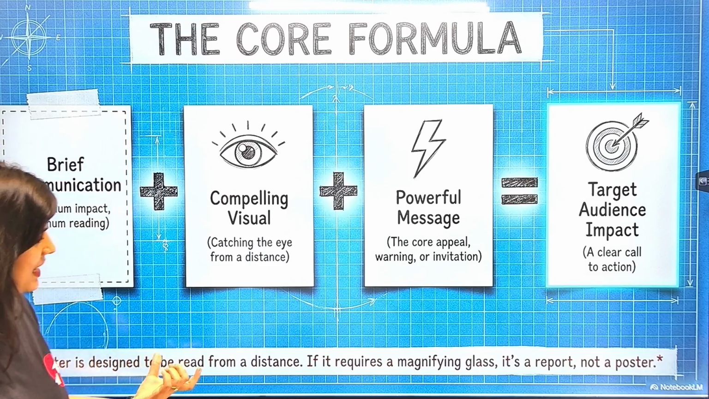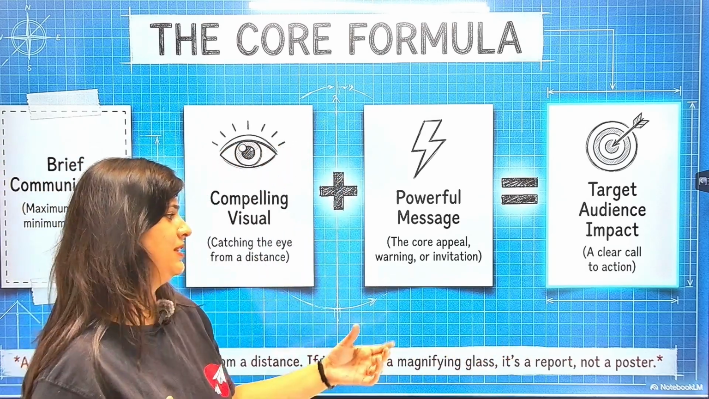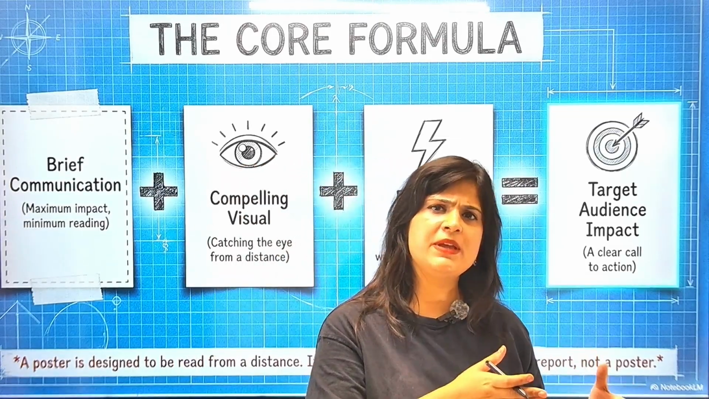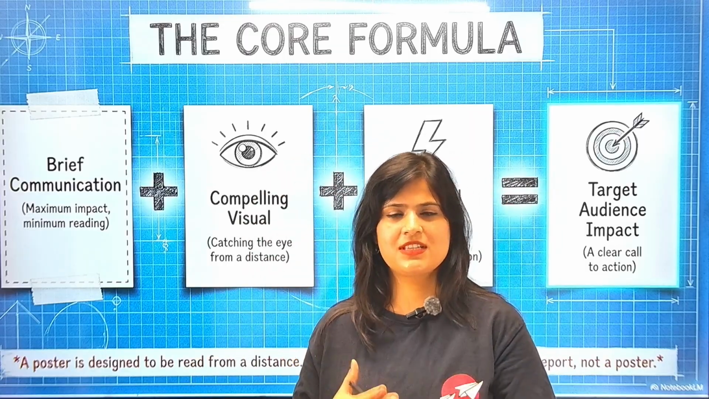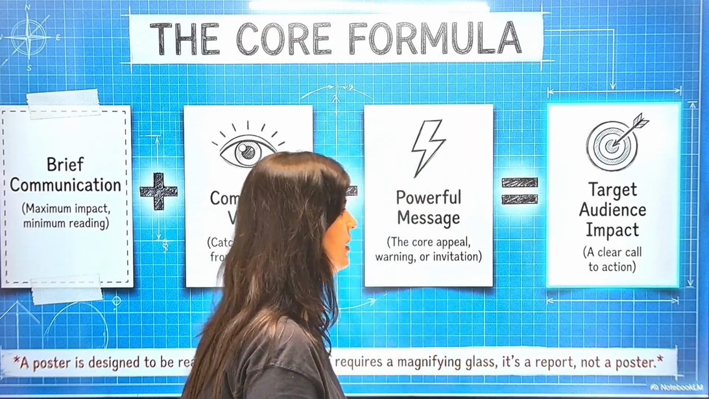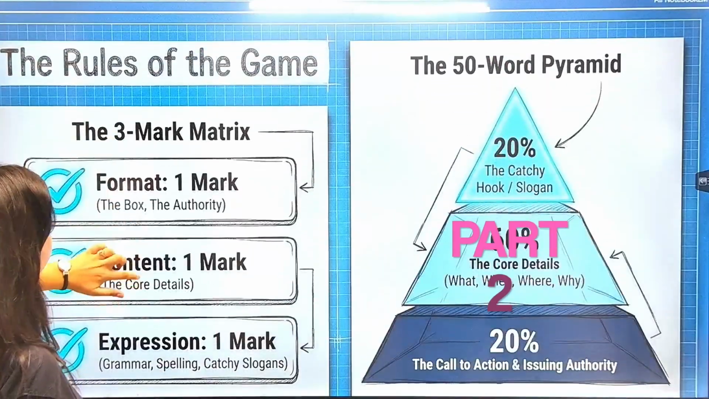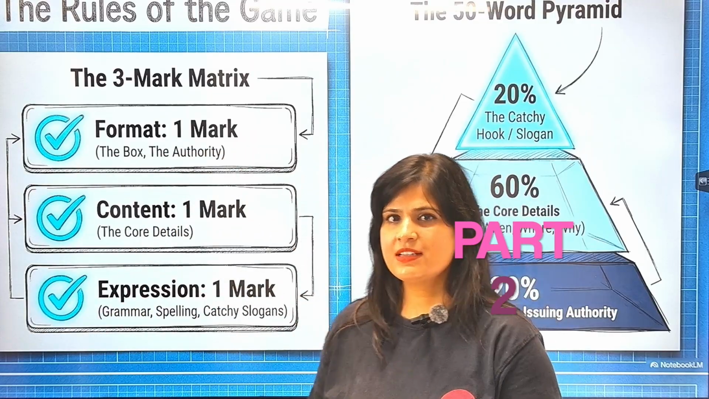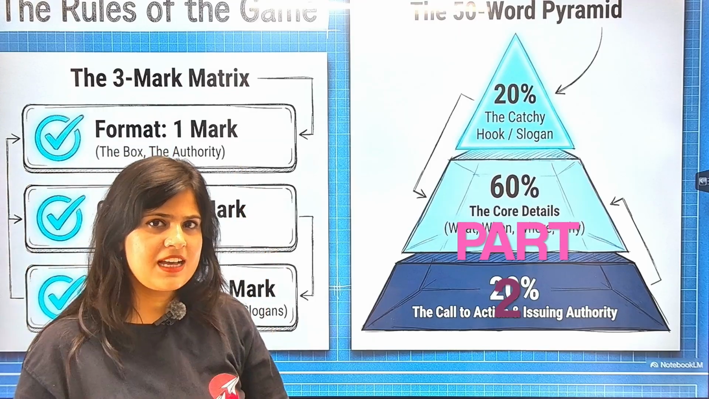A poster is designed to be read from a distance. If it requires a magnifying glass, it's a report, not a poster. This is what differentiates any other piece of writing from a poster: a poster needs to have some sort of visual element in it. Let us move forward and try to understand the rules. As I said, we are going to talk about the division of marks. So ये है हमारा division of marks part. It carries 3 marks as per CBSE.